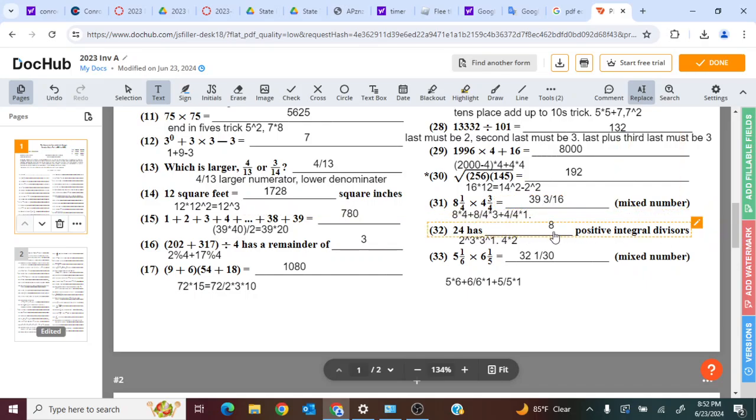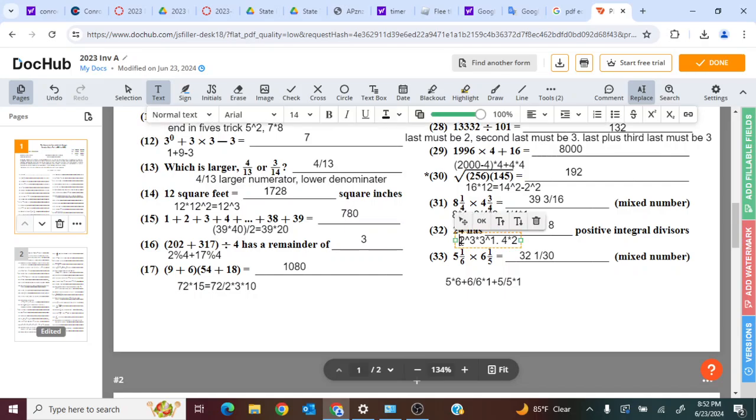24 asks how many positive integral divisors. How to figure that out is you write everything in terms of primes powered to some number. So 24 is 2 powered to 3 times 3 powered to 1. And then you take these powers right here, 3 and 1, add 1 to them, so 4 and 2, and then multiply them to get 8.